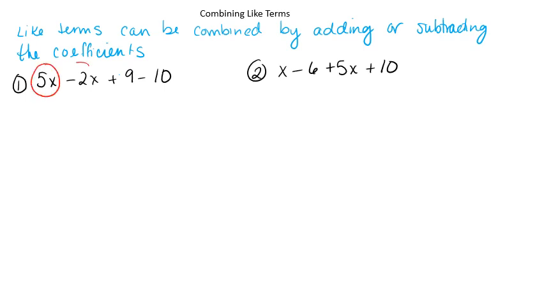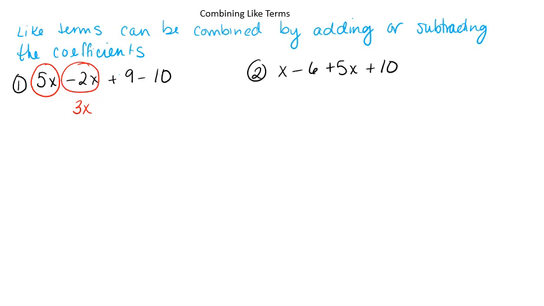5x and minus 2x are like terms. So we're going to combine those. 5 minus 2 is 3, and they both have an x. So 5x's, take away 2x's, I'm only left with 3x's. So if 5x's are in a hand and someone says, give me 2 of the x's, I'm only left with 3.